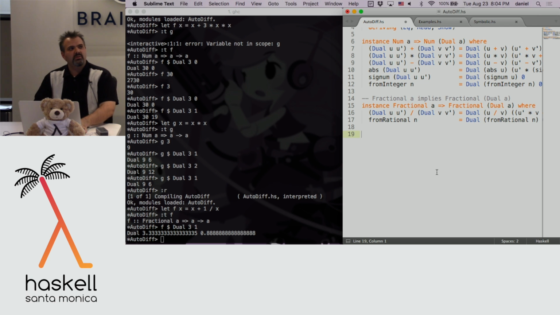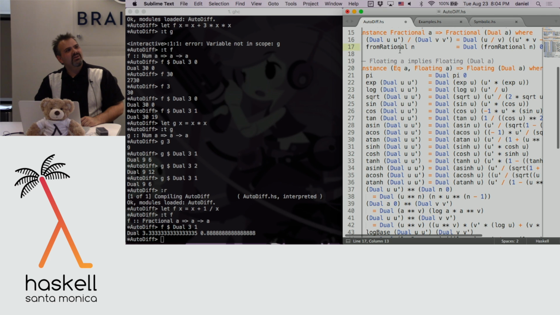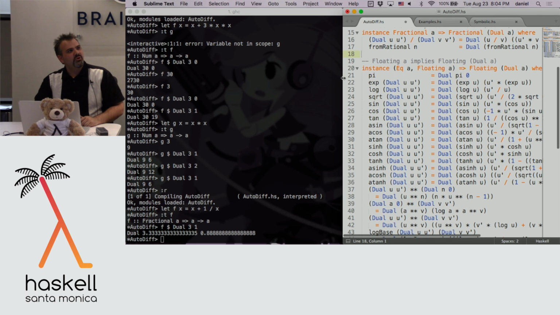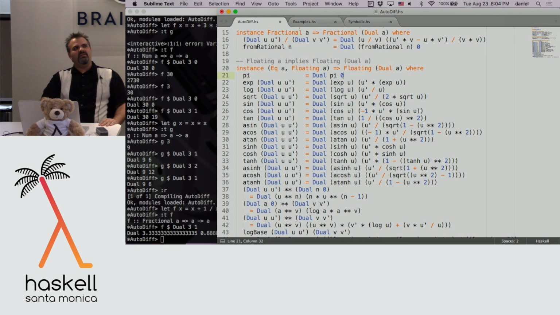Now, enterprising scientific computing people usually need to work with floatings. If you've ever defined a floating instance, there's a lot you have to define. What we have here is we have to say who pi is if we want a floating instance. Pi in the dual land is dual pi 0. And why is the second one 0 here? Because pi is a constant, and the derivative of a constant is 0.